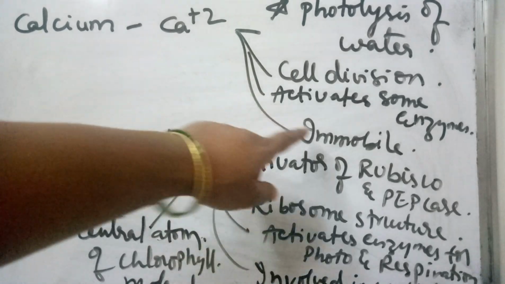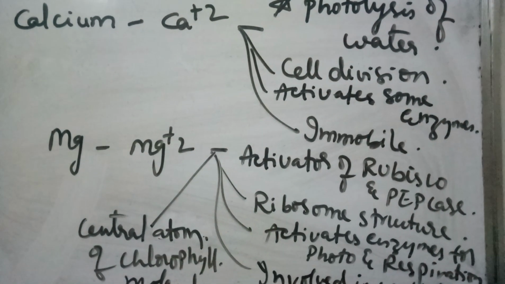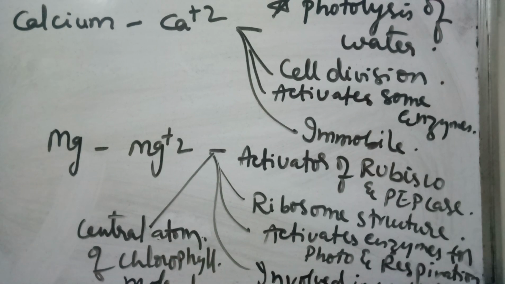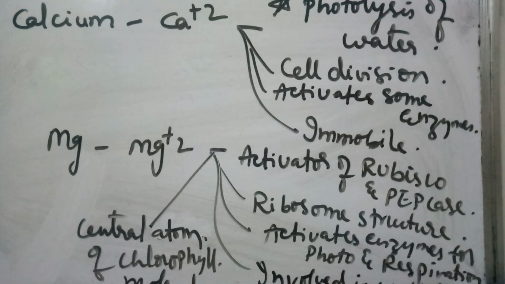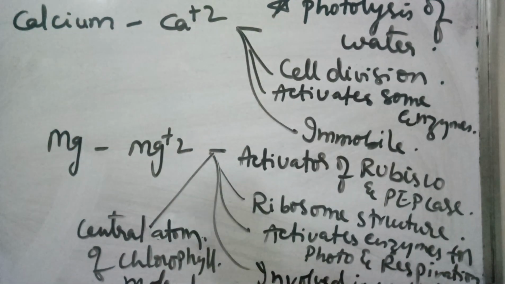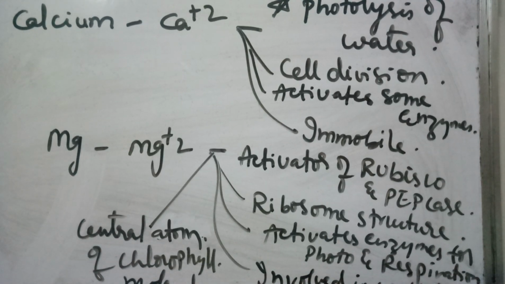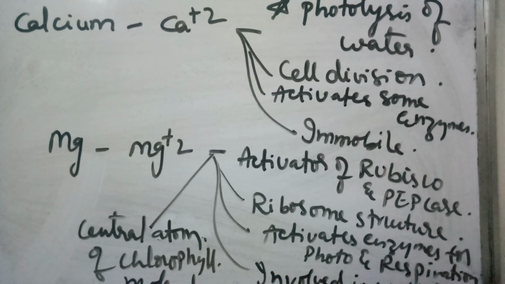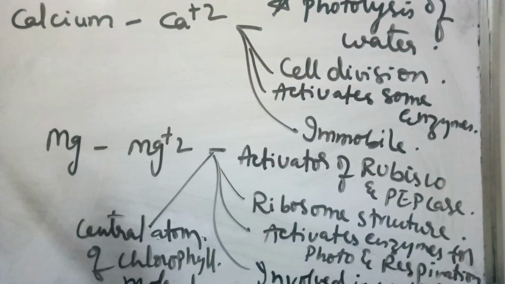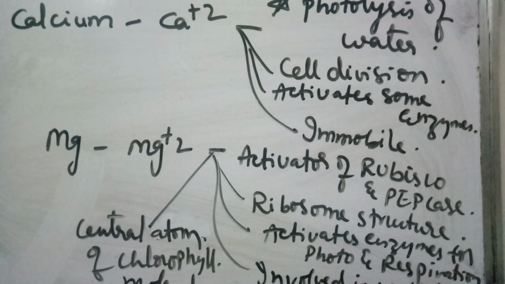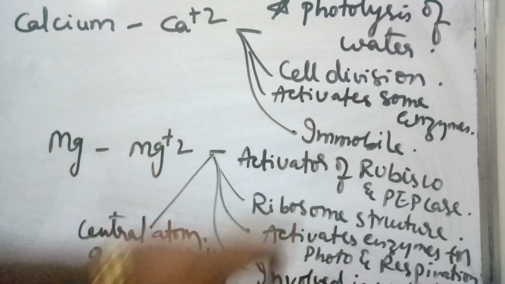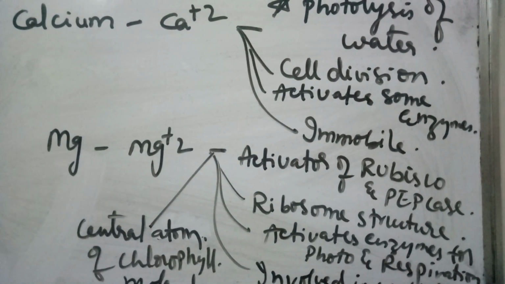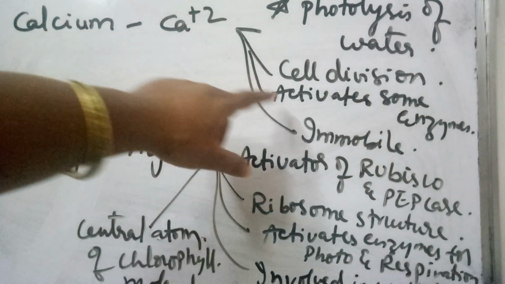And this calcium is an immobile element. Already we discussed this. Immobile means it cannot be remobilized. It cannot be remobilized, meaning from older leaves to younger leaves, it cannot move back. It will be accumulated only in older leaves, and whenever older leaves fall off, calcium also will be wasted. But all other elements will be remobilized. From older leaves to younger growing parts, all the elements will be remobilized. But calcium is immobile, it cannot be remobilized. So that is a very important point to be noted.